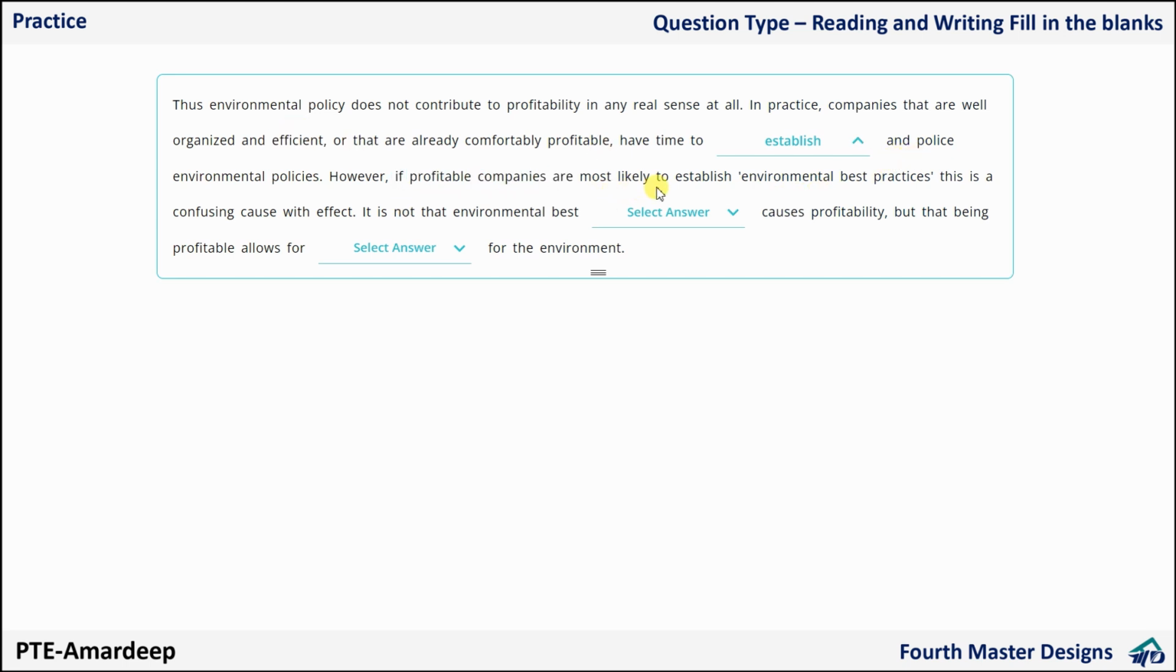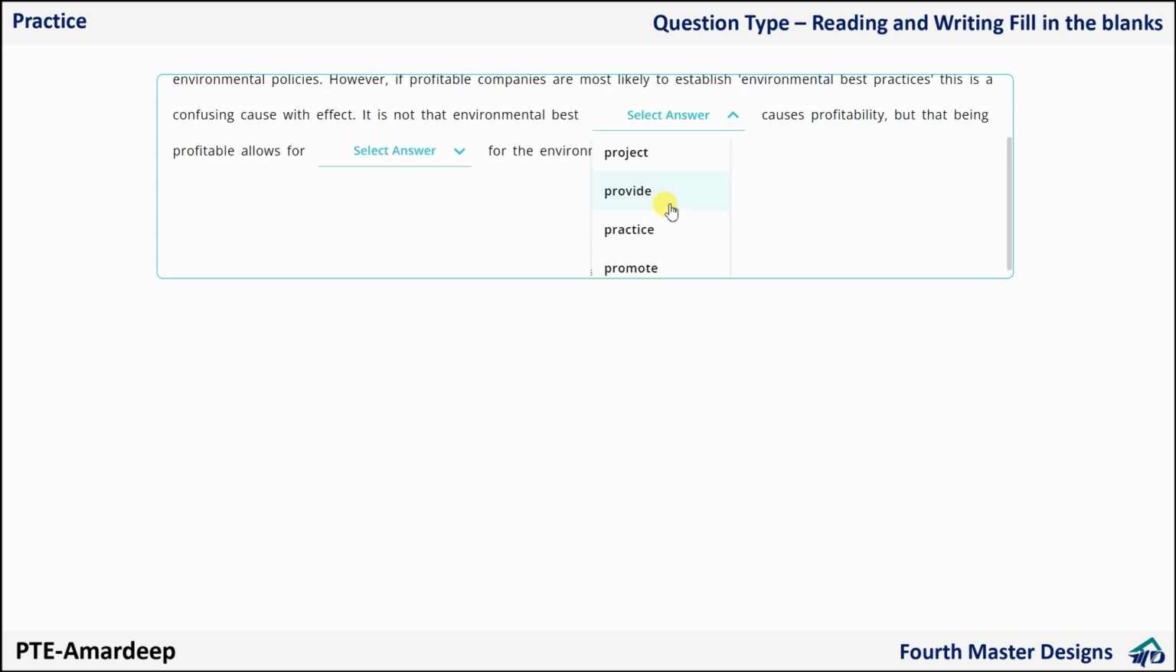However, if profitable companies are most likely to establish environmental best practices, this is confusing cause with effect. It is not that environmental best dash, environmental best what? Environmental project, environmental best provide, no. Environmental best practice, environmental best concern. Now, what is written causes? So, well, all are singular only. And why it is not that environmental best what project causes profitability, provide eliminated, promote eliminated, only project or practice.